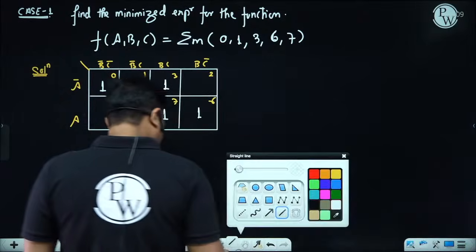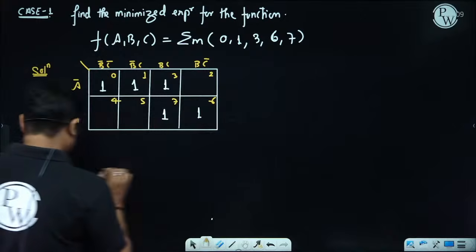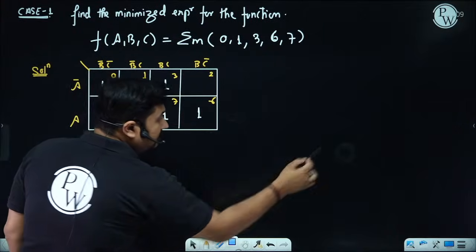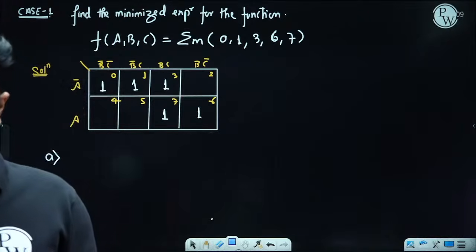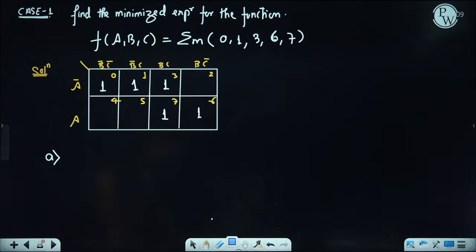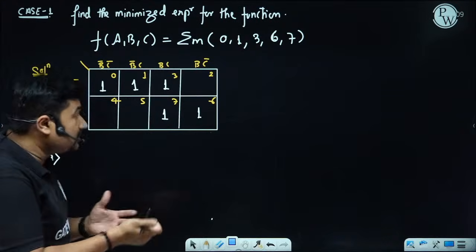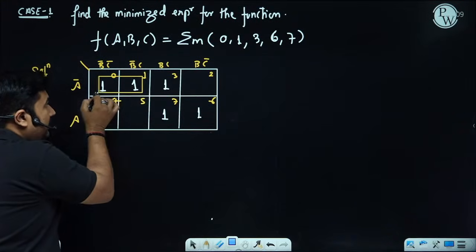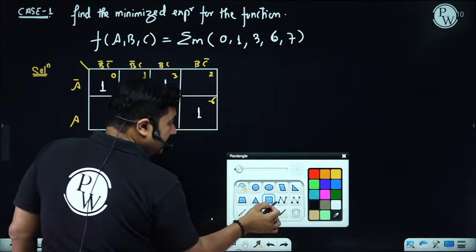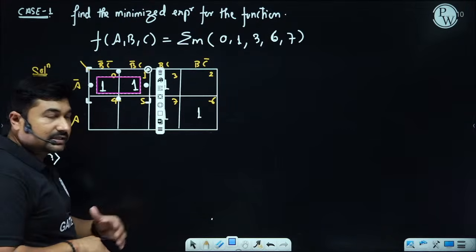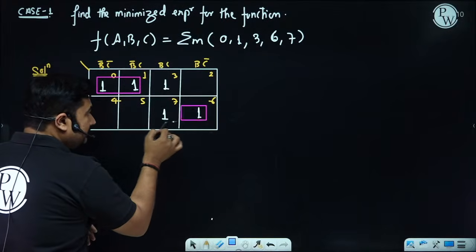So can you please tell me what are the possible pairs? Please write in the comment section, beta ji, and tell me what are the possible pairs. I am asking from everyone. So sir, 0 and 1 is a possible pair. Okay, 0 and 1 is a possible pair. Let me take that pair. What else? Sir, we have 6 and 7 as a possible pair.